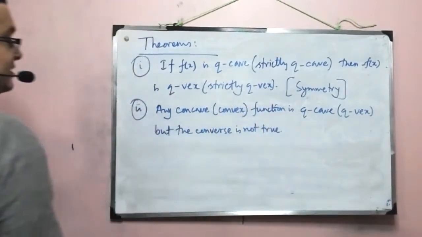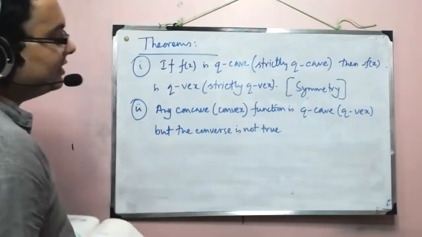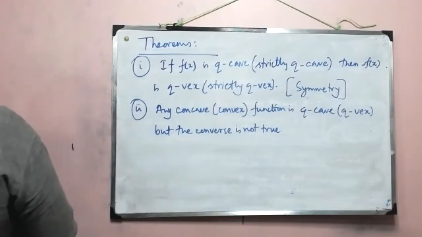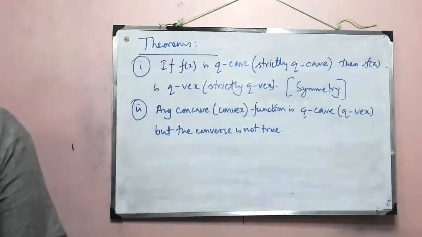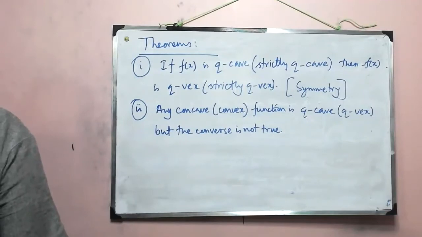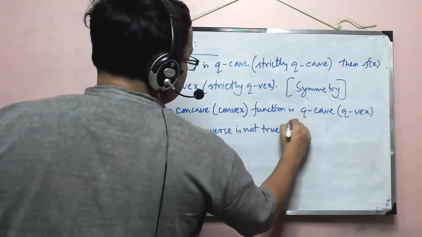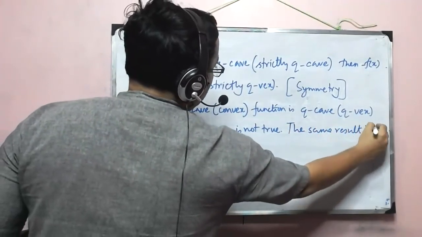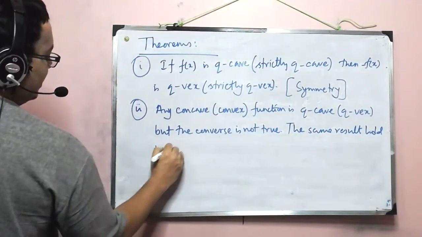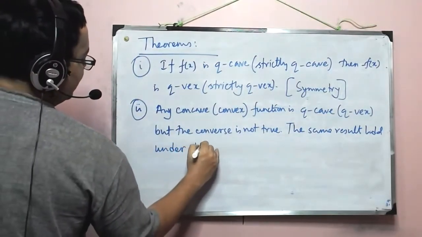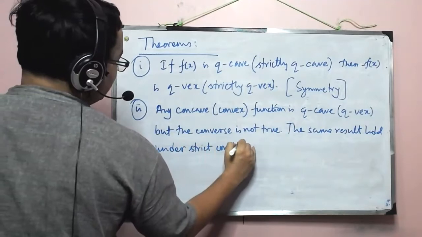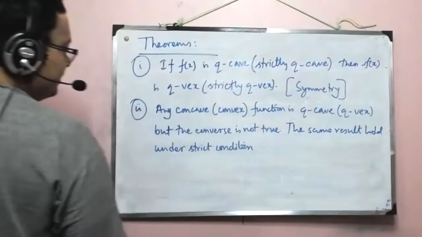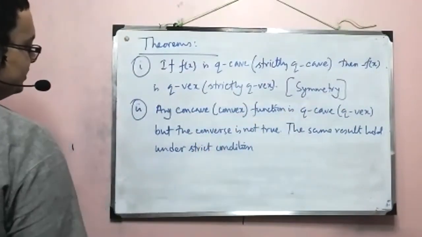As we said, quasi stands for allowing something other than concavity, so definitely the converse will not be true. The same result holds under strict conditions. So if I write strictly, strictly, strictly, and strictly, the sentence will not change.